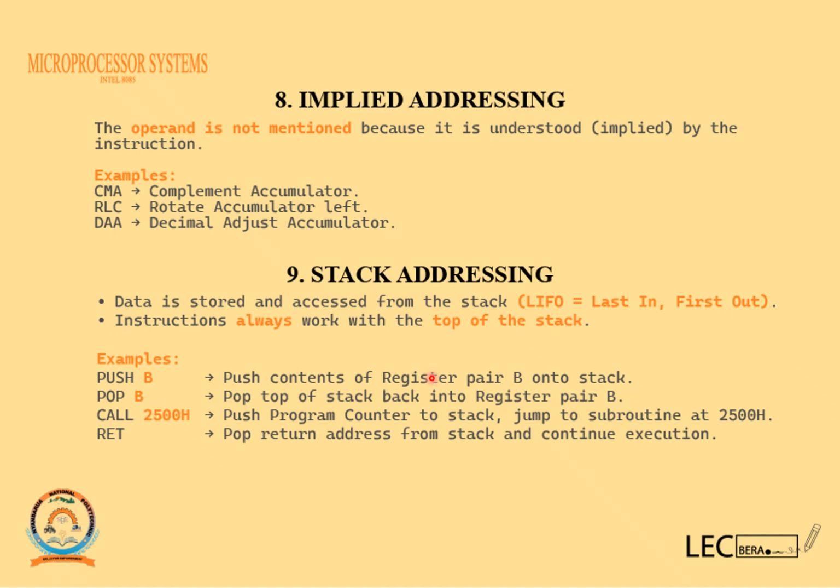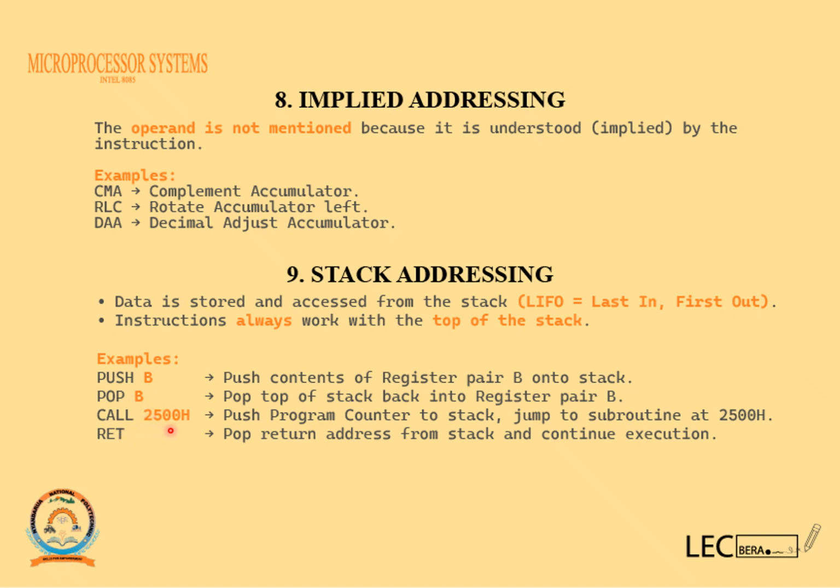Another one is POP B: pop the top of the stack back into register pair B. Assume that when you wanted to shut down the processor, you pushed the content of register B to the stack memory. If you want to retrieve that data, then you use this instruction. That one is going to pop the top of the stack back to the register pair.